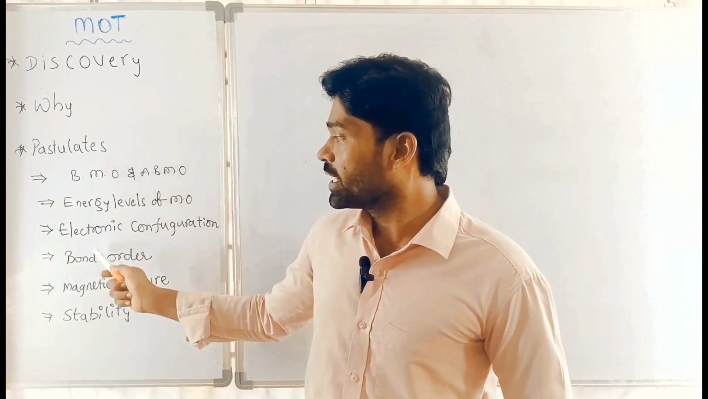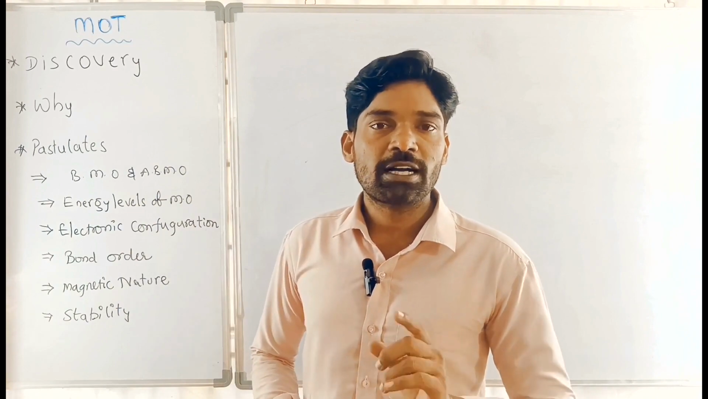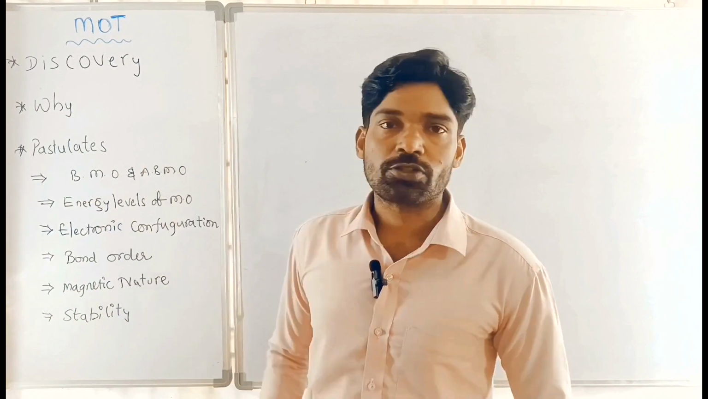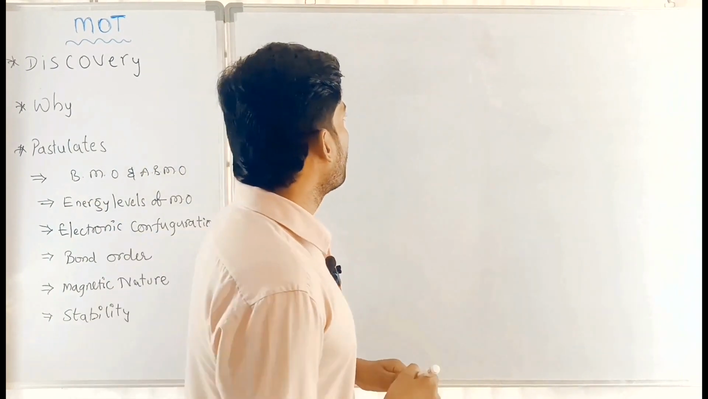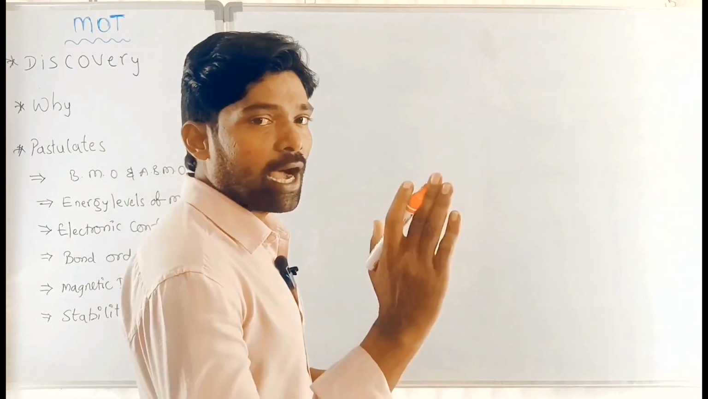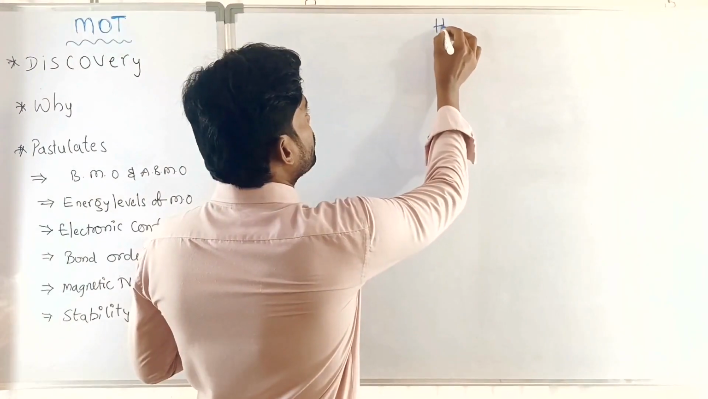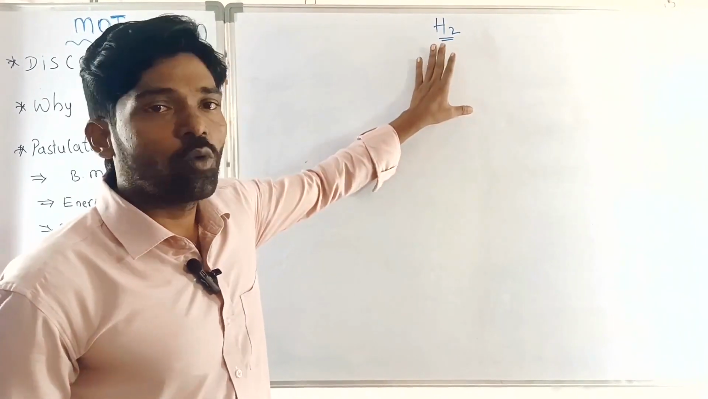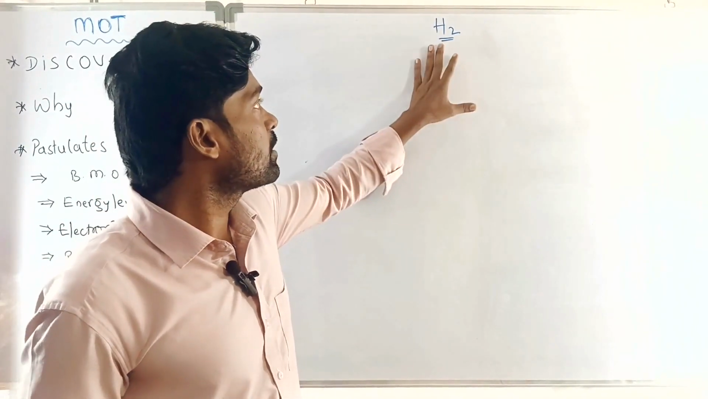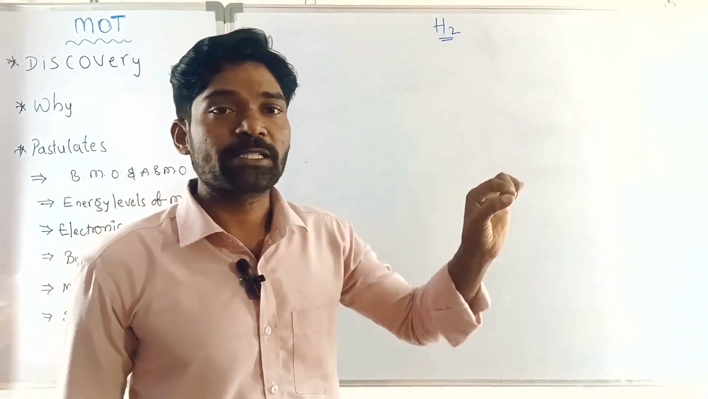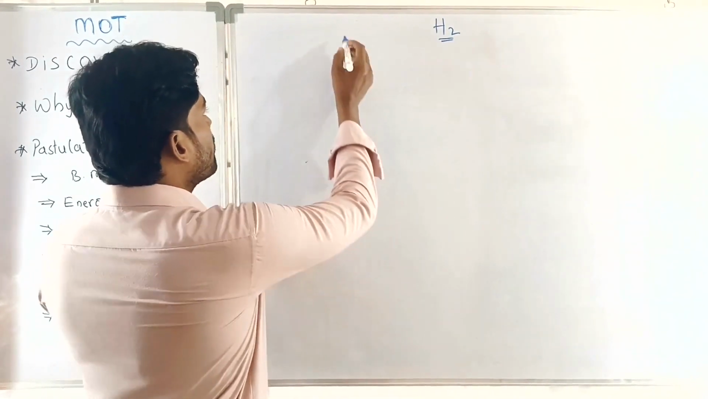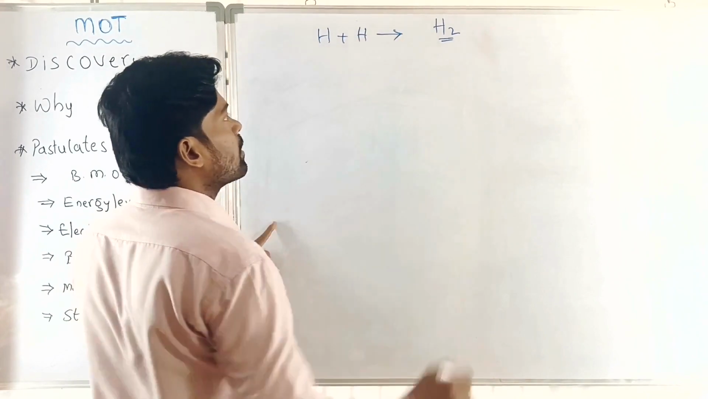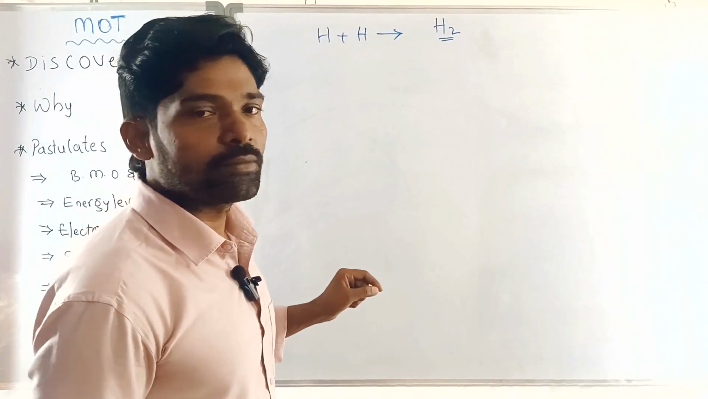To explain these postulates, I will take an example. With that example, point by point, I will explain these postulates. Let's take the hydrogen molecule. If a hydrogen molecule wants to form, there should definitely be two hydrogen atoms participating in the bonding. So a hydrogen atom plus a hydrogen atom combine and give an H2 molecule.